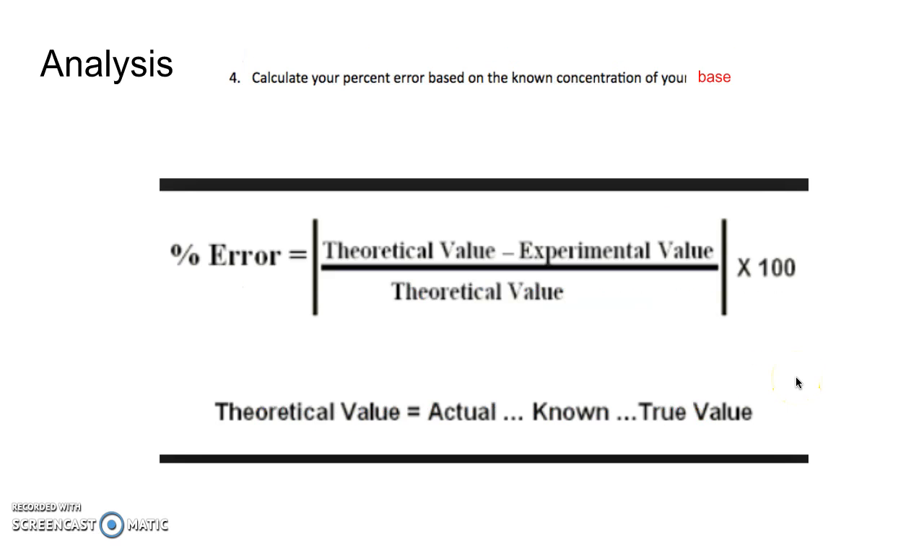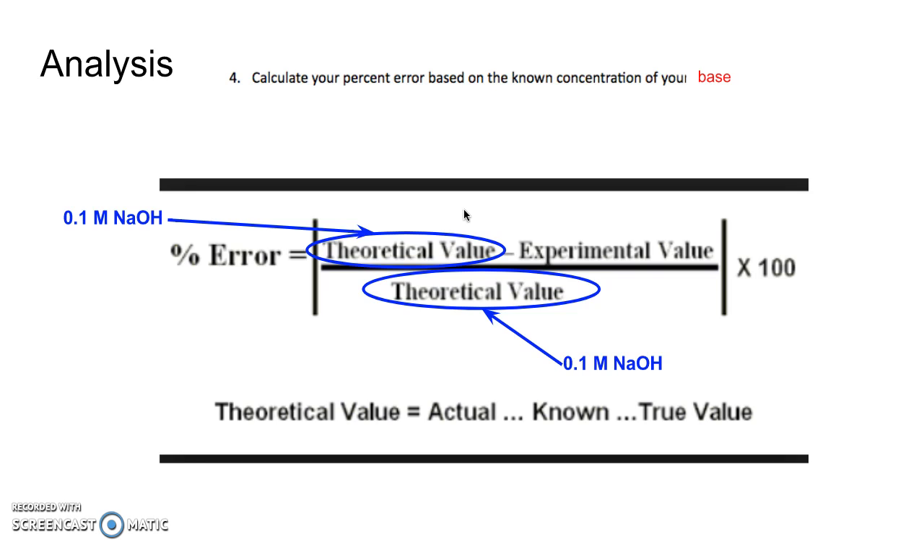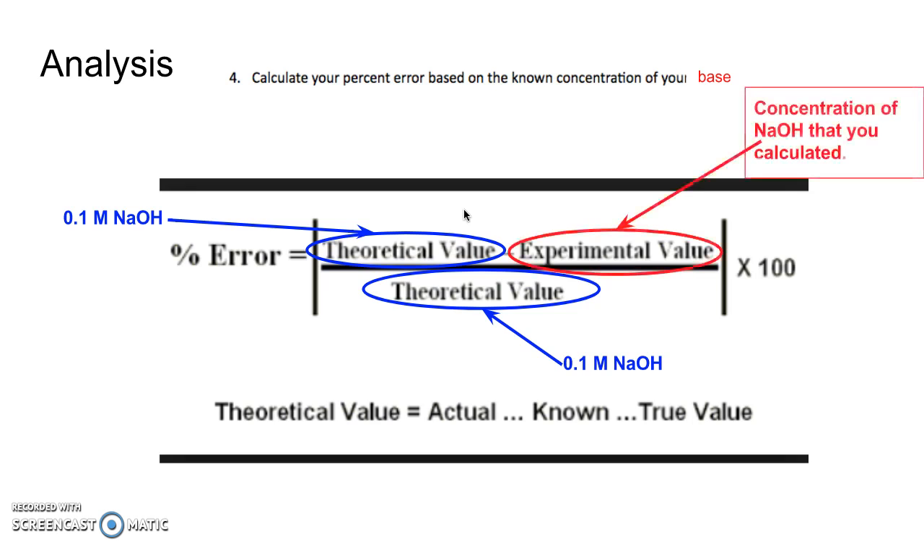So let's talk about that question itself. Percent error is the absolute value of theoretical value minus experimental value, over theoretical value, times 100. So what is the theoretical value? The theoretical value for the concentration of NaOH is 0.1 molar. That's what it should be. So you're just going to plug in those values. Now the experimental value of NaOH is the concentration of NaOH that you calculated from your experiment. And that's going to go here.